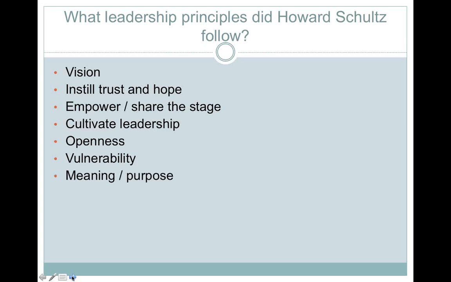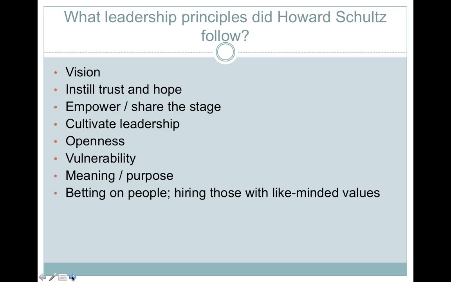He's saying that there definitely needs to be meaning and purpose. People want to work for something other than just money. They want to be a part of something bigger in life. He's also very big on betting on people, on hiring those who have values that are similar to his. He sees this as key.